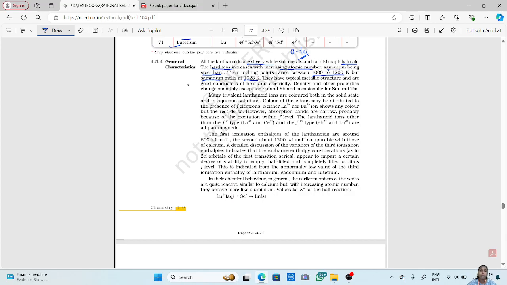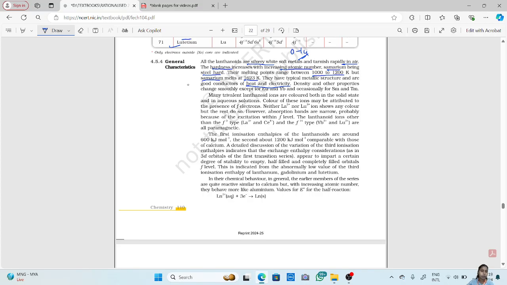Usually the melting point of lanthanides is 1000 to 1200 Kelvin, but samarium melts at 1623 Kelvin, which is higher than the usual melting point of the lanthanide series. That's why samarium is considered to be a harder metal. Now, they have a typical metallic structure and are good conductors of heat and electricity. They show typical metallic characteristics, hence they are good conductors of heat and electricity.